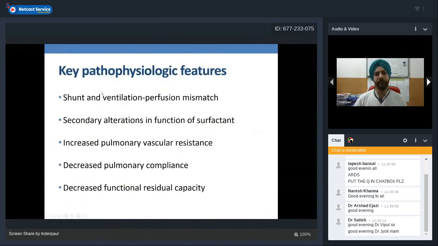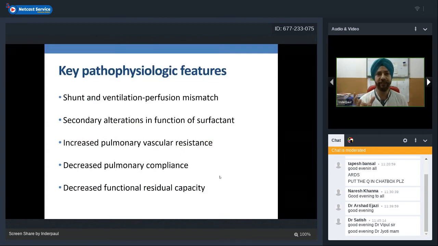So the key pathophysiologic features of ARDS are shunt and ventilation perfusion mismatch. I want you to imagine a balloon and a pump. In the lung we have millions of balloons, all of equal size, which are being given air by one pump, which is the trachea and the bronchi. So you have millions of such balloons in the lungs.